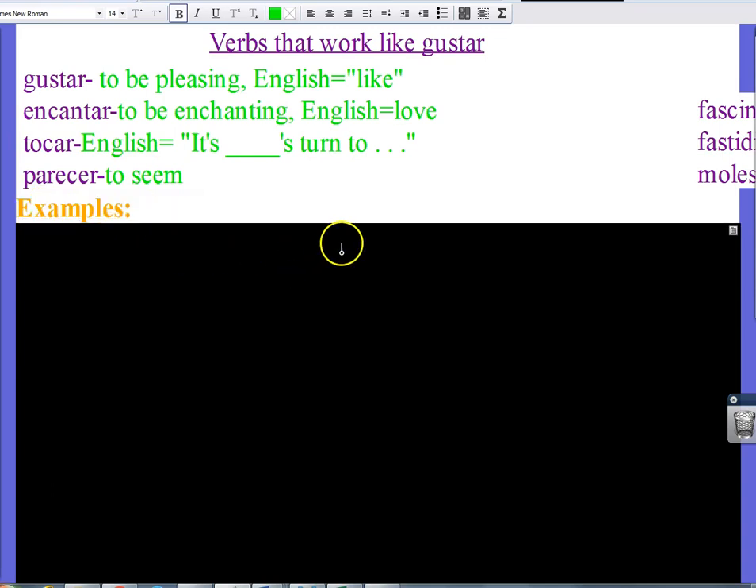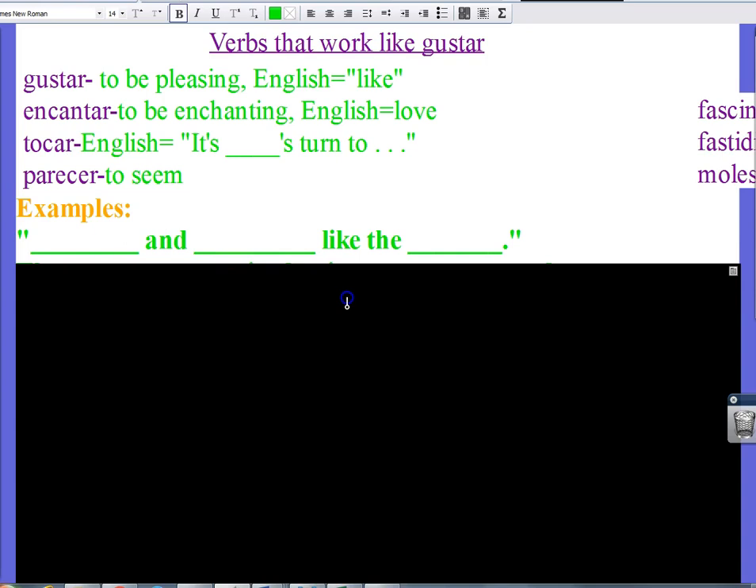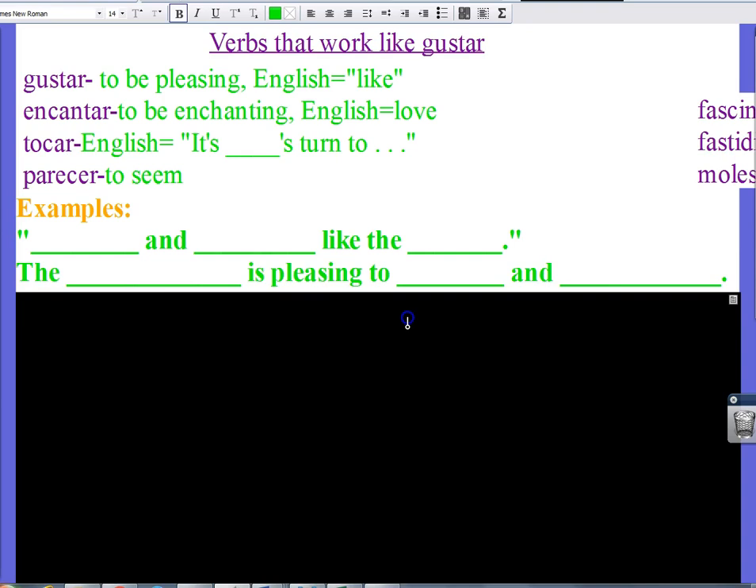So let's do some example sentences at the end of our notes. And this is the part that if you don't happen to have your notes on you, you can go ahead and should go ahead and do these now for your assignment. We need some example sentences, and they can go on a separate sheet and then be put in your binder if you don't have your notes on you. Let's pick something out. Blank and blank like the blank. Literally, you're saying the blank is pleasing to blank and blank. Well, let's fill in these blanks.